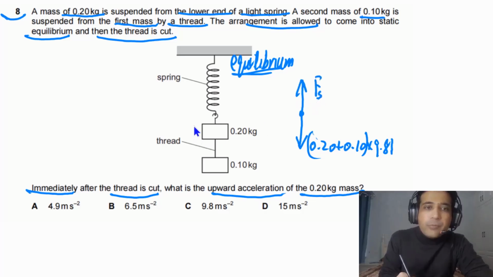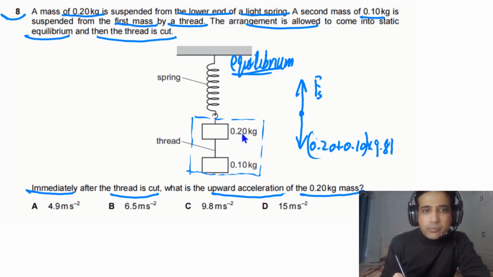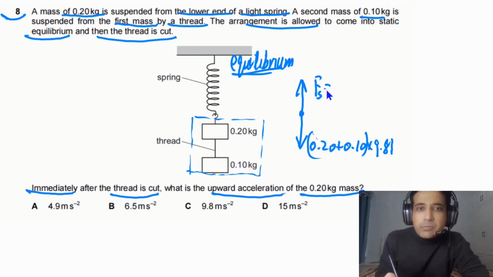You can also imagine that we can enclose these two masses in a box. So you can see now the mass inside this box is 0.20 plus 0.10 kilograms. So we can say spring force in this case will be equal to 0.3 times 9.81 newtons, and this spring force is acting vertically up.